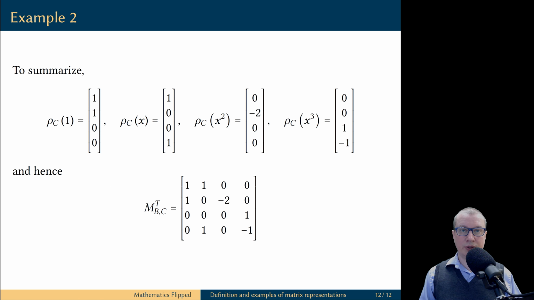So we have computed all 4 columns of this matrix, and now we can put them together to construct this 4 by 4 matrix representation of this linear transformation relative to the chosen bases B and C.